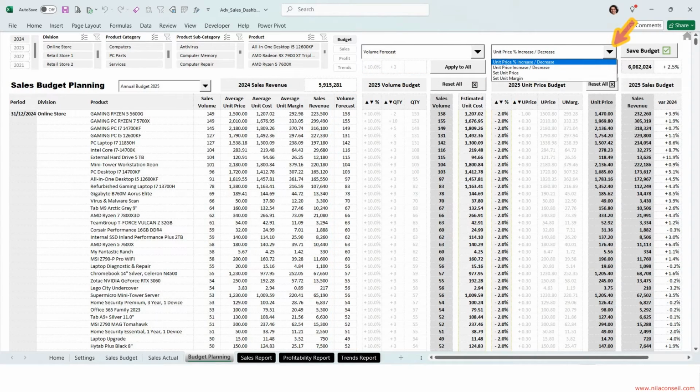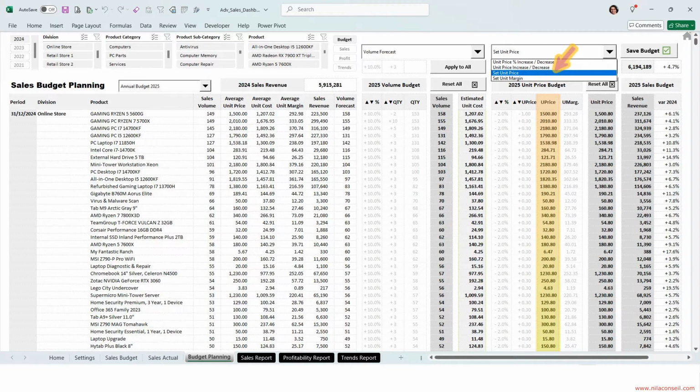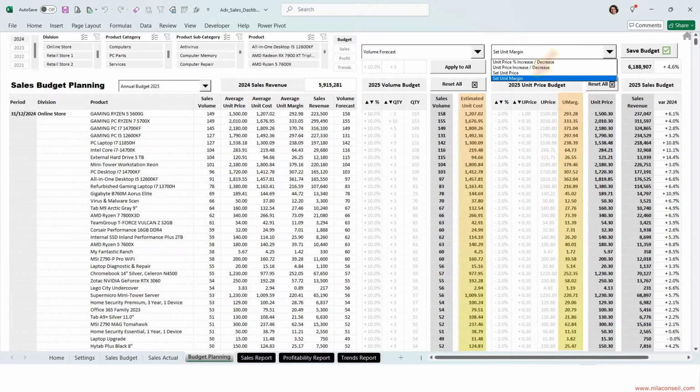Select unit price budget method. Apply a percentage increase or decrease to product unit price. Increase or decrease unit price by the entered value. Enter the exact product unit price. Or, enter the exact product unit margin.